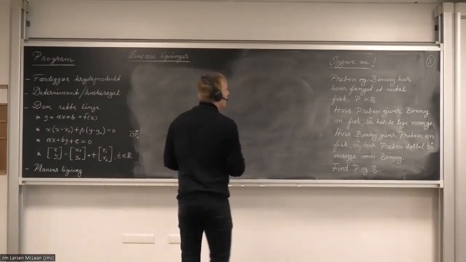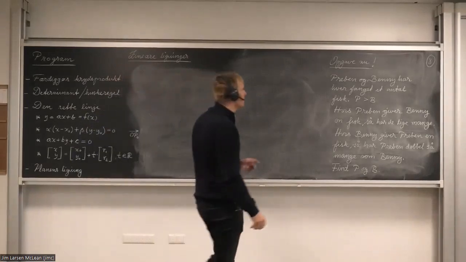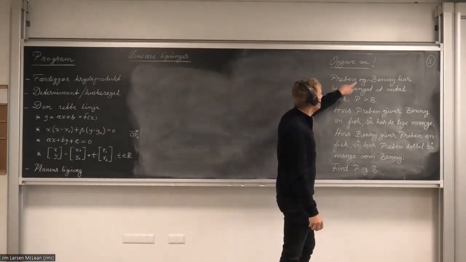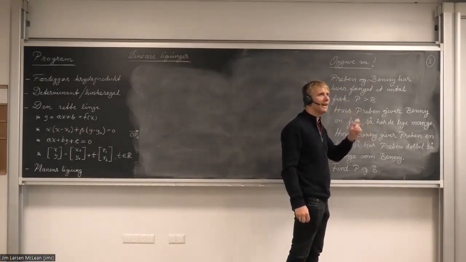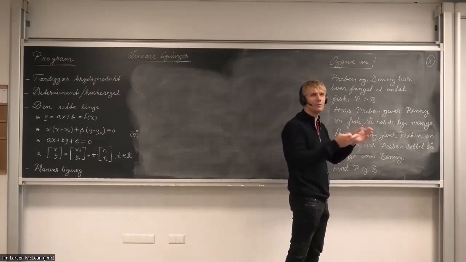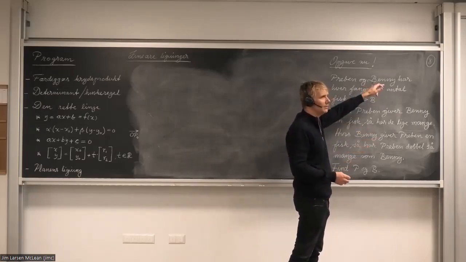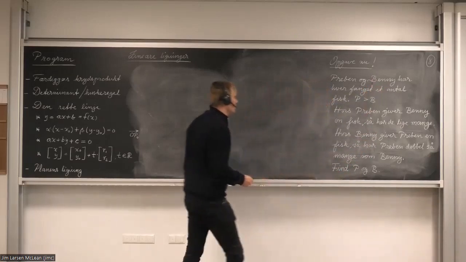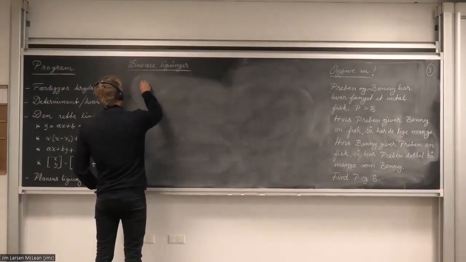So what it says over here is that Preben and Benny have each caught a certain number of fish. Notice that if I use P, P means the number of fish he has caught before he begins to gain or lose any. B refers to the number of fish Benny has caught. And so if Preben gives Benny a fish, then they have the same amount. So it can be written like this in equation 1.